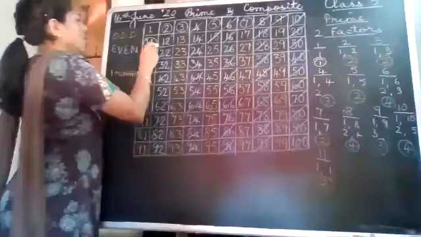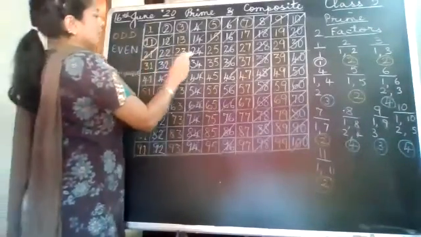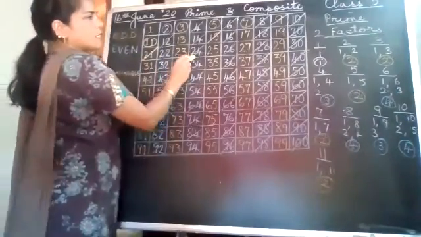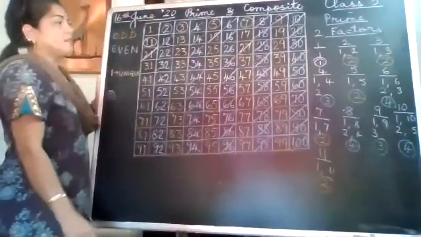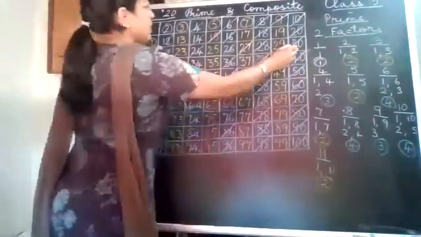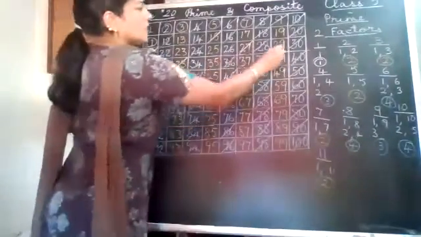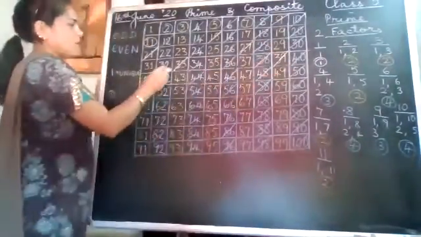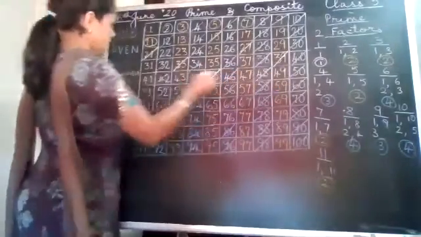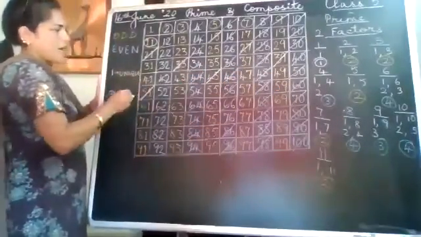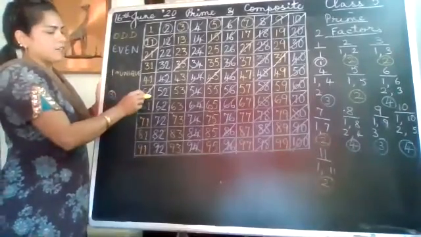Okay. Then which else? 18 cancelled. 21 is divisible by 3. 2 plus 1 is 3. Then 24, 2 plus 4 is 6. Cancelled. Then 27, 2 plus 7 is 9. Divisible by 3. 30 is cancelled. 33, 36, 39, 42, 45, 48, 51. I'm cutting all these because they are divisible by 3. 5 plus 1 is 6.